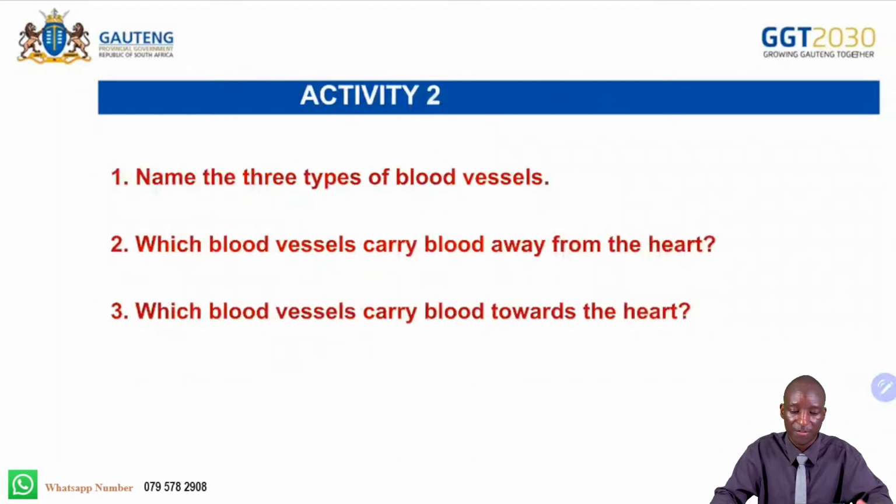We come to activity number 2, right? We're going to have 5 minutes for this activity. Number 1 says, name the 3 types of blood vessels. Number 2, which blood vessels carry blood away from the heart? Number 3, which blood vessels carry blood towards the heart? All right, 5 minutes for this, then we look at the corrections. Let's get busy.